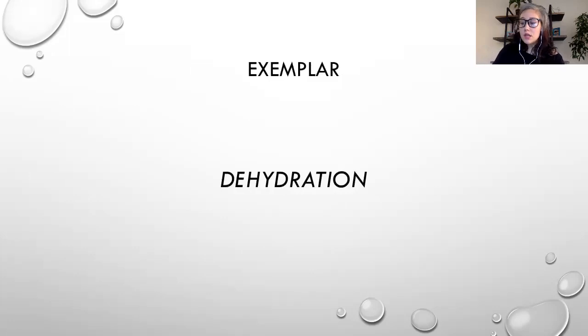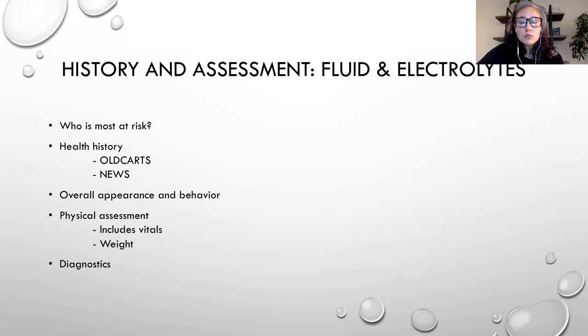So on to our exemplar. I'm sure you guys have heard that word 6 million times. We are looking at dehydration specifically. So we go back to that history and assessment, right? Who is most at risk for this? We've already talked about this a little bit, but this is going to be the infants and small children, right? They have smaller stomachs, and you can't convince them that they need to drink more because it's actually going to make them feel better, right? Anybody ever tried that conversation with a 2-year-old?